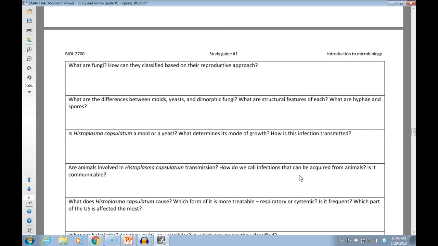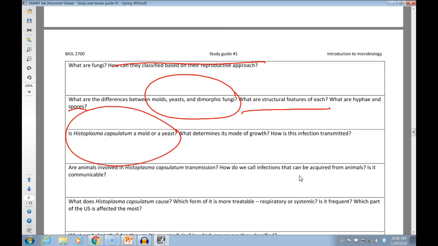Fungi. Look, I'm not going to ask you about reproductive approach. Relax. Zygomycota, basidiomycota, ascomycota, I'm not going to ask this. I will ask about molds, yeasts, and dimorphic fungi. So you have to know, like yeast, single-celled, molds, multicellular, dimorphic can be both. Structural features like hyphae. Spores are reproductive structures.